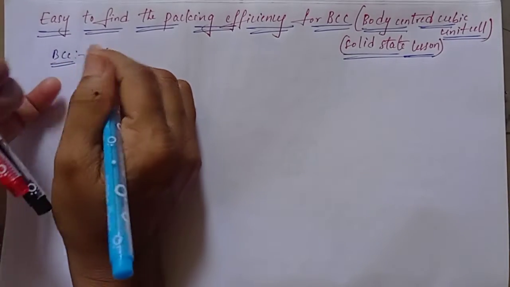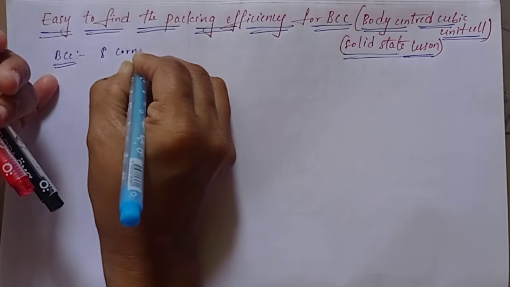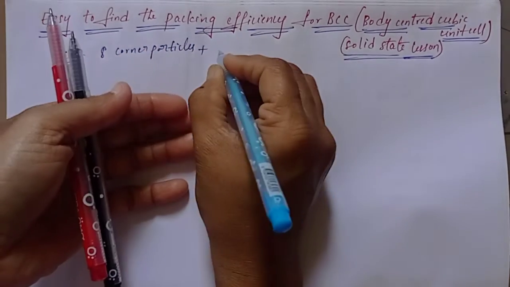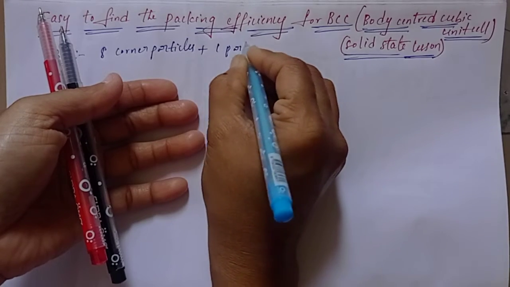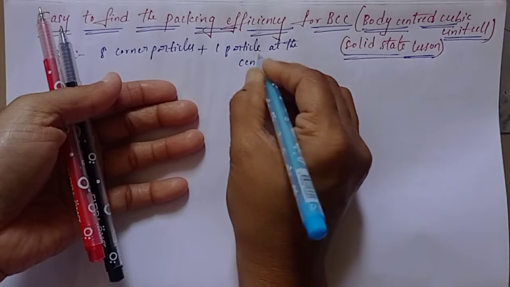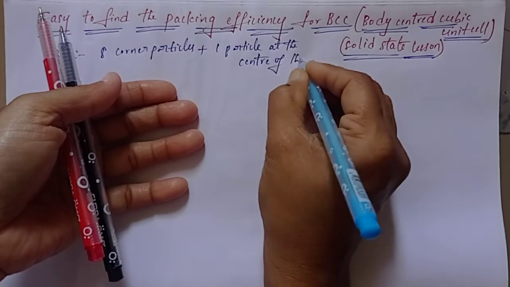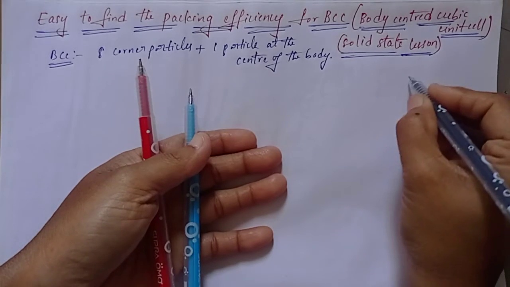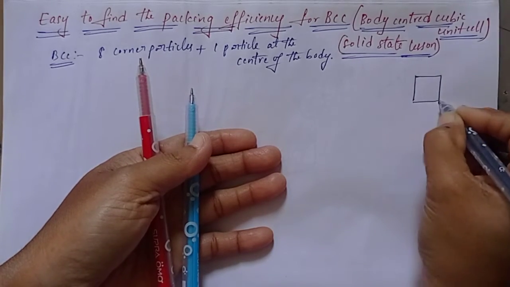BCC contains 8 corner particles, and there is one particle at the center of the body. Clear this one? Center of the body. Now take the diagram, students, the BCC diagram. This is the BCC diagram.